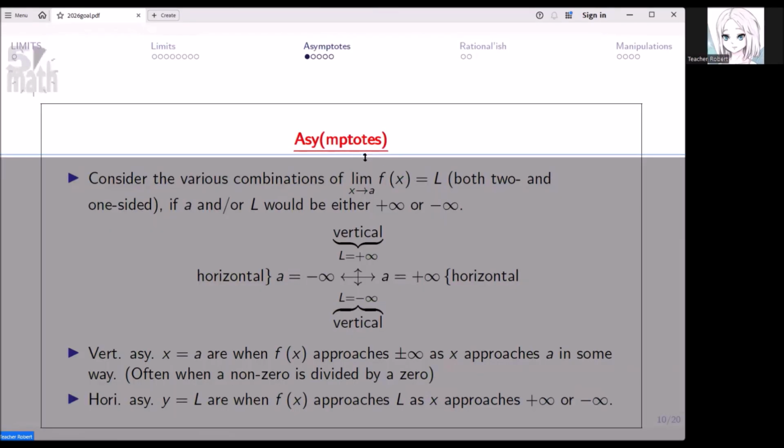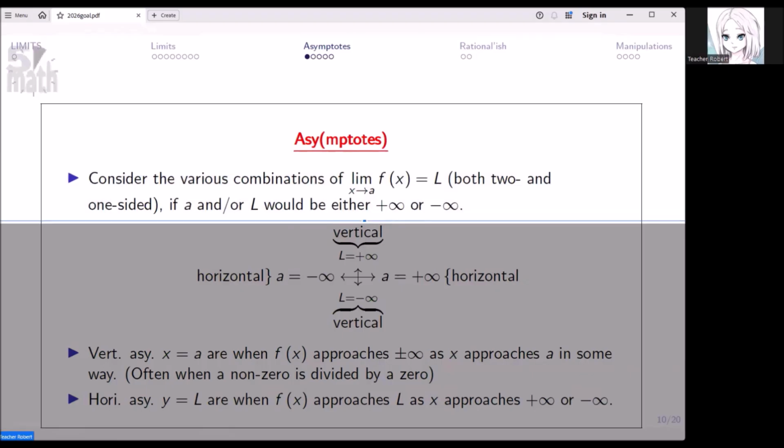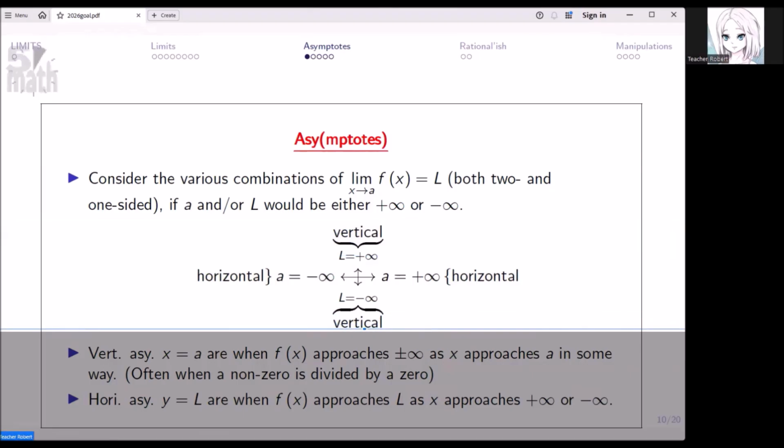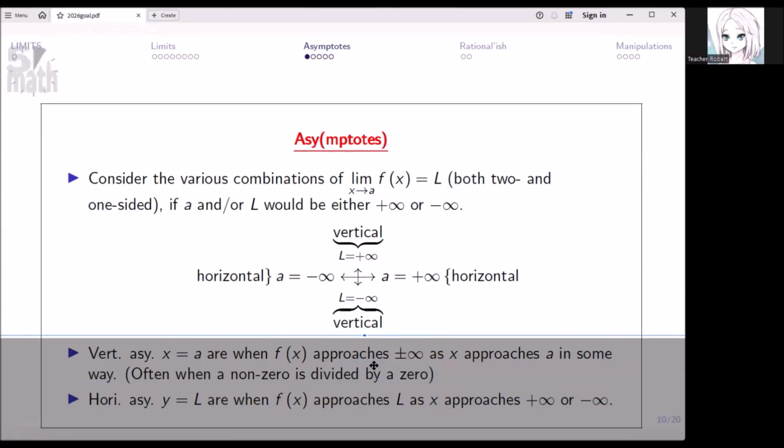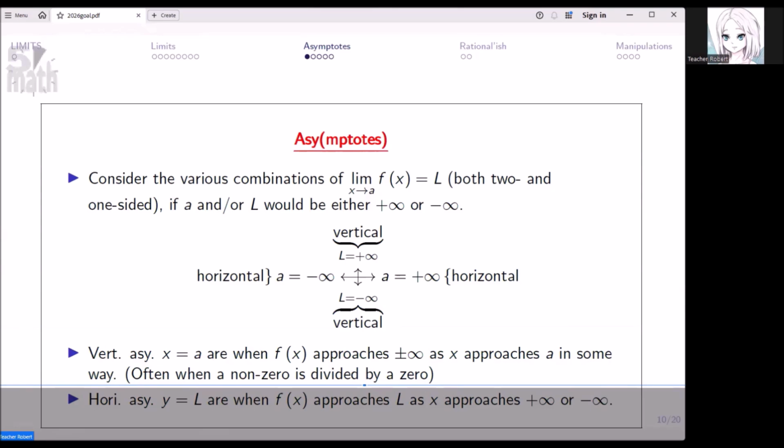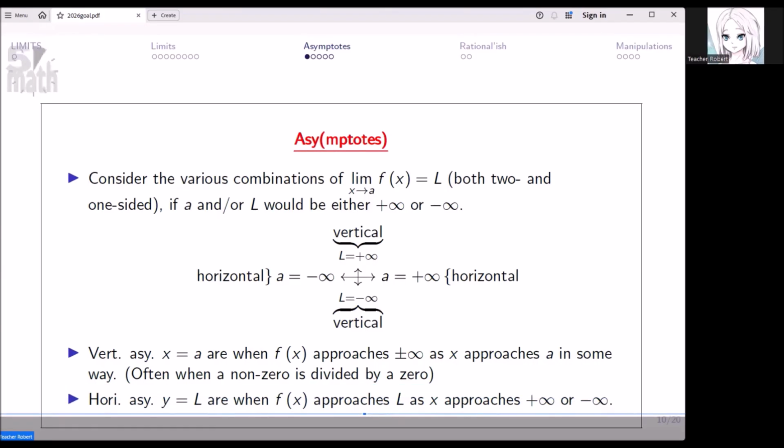Asymptotes. Consider the various combinations of limit as x approaches a of f of x equals L, both two- and one-sided, if a and/or L would be either positive or minus infinity. Vertical and horizontal asymptotes. Vertical asymptotes, x equals a, are when f of x approaches positive or minus infinity as x approaches a in some way, often when a non-zero is divided by a 0. Horizontal asymptotes, y equals L, are when f of x approaches L as x approaches positive infinity or minus infinity.